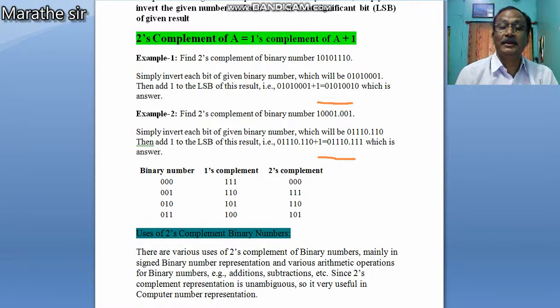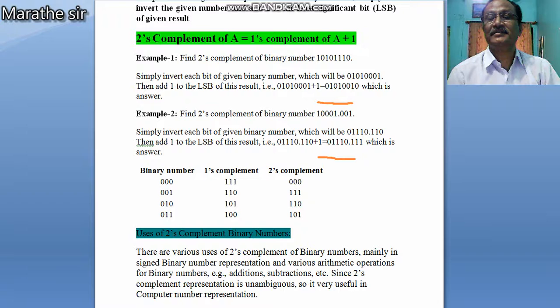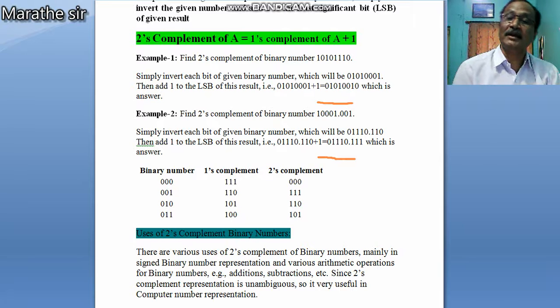We can simply find the 2's complement of any binary number. It is a very simple process. First of all, make its 1's complement by replacing 0 with 1 and 1 with 0, then add 1 to its LSB, then we get the 2's complement of any binary number.